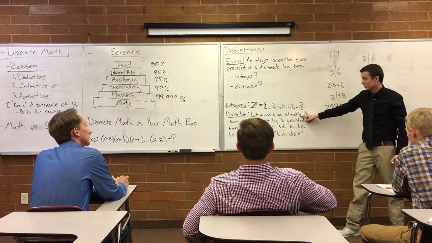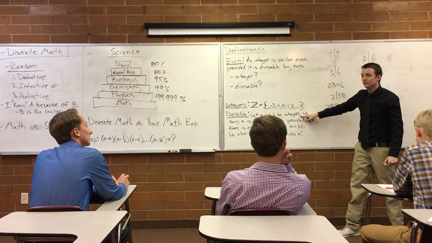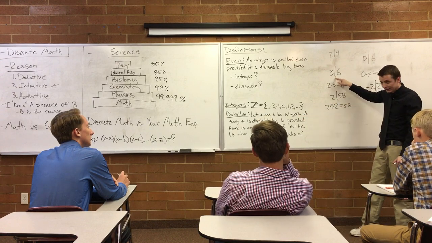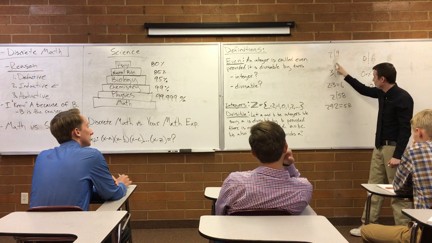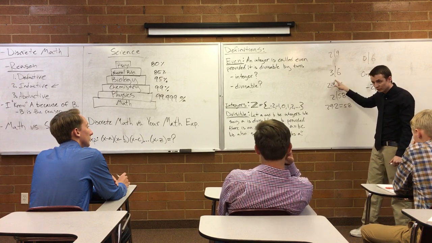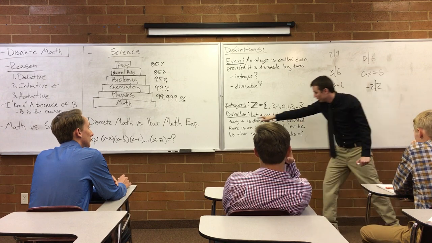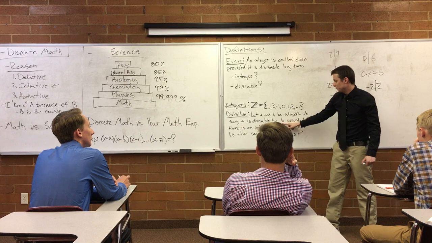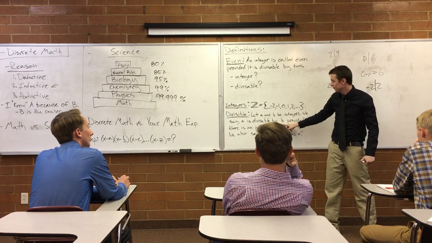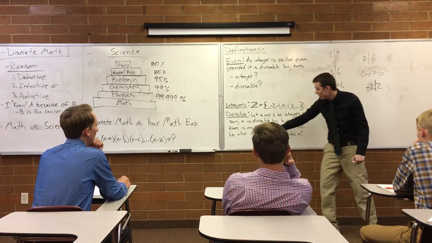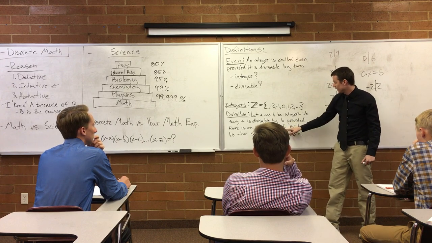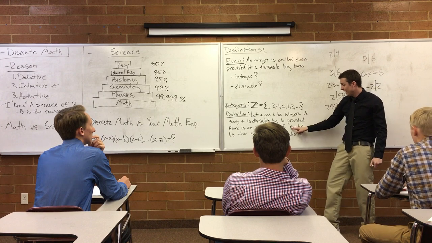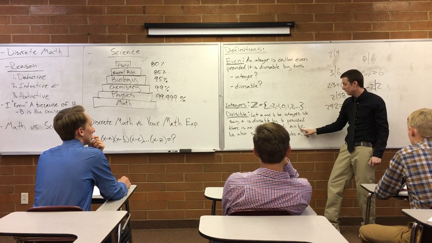Let A and B be integers, meaning we only define divisibility with integers. We're not talking about anything else. This symbol only applies to integers. With me so far? That's the first requirement that this definition is making. We say that A is divisible by B, or that B divides A, provided there is an integer C such that A equals B times C.